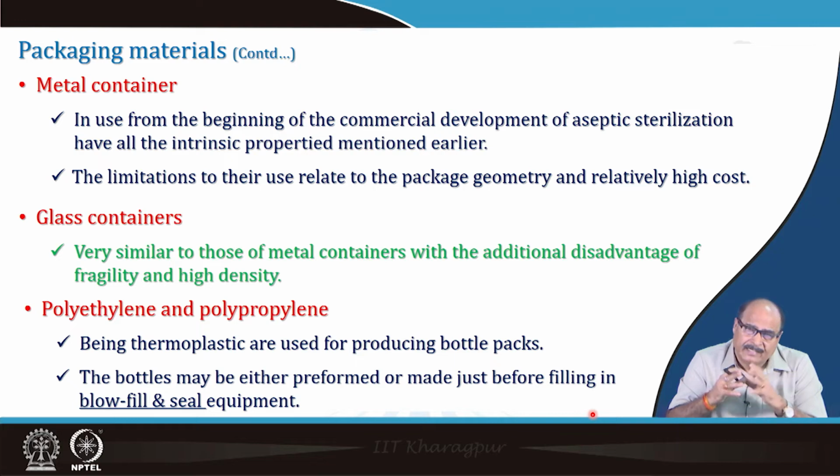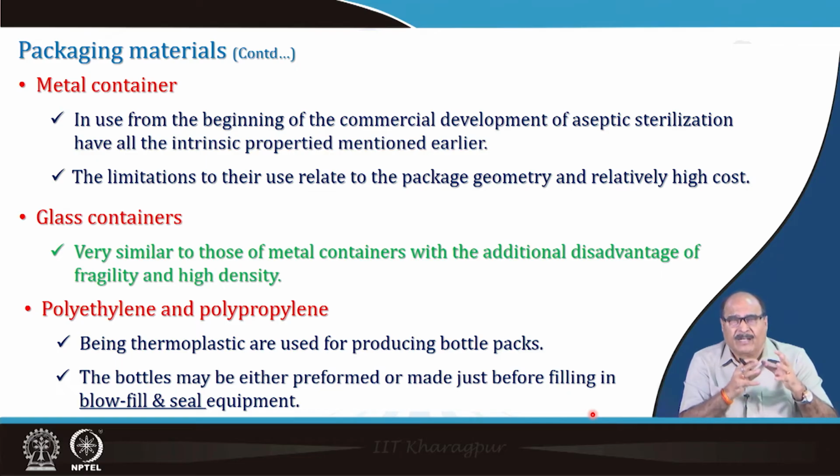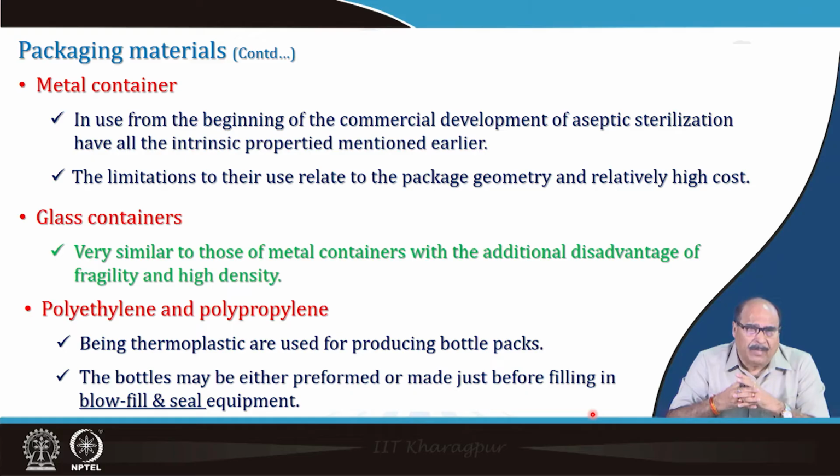Okay. Glass containers also have properties similar to those of the metal container as far as the characteristic requirements of the packaging material are concerned, but they have the additional disadvantage of being fragile and of very high density, very high mass, etc. So, mostly polyethylene and polypropylene are used nowadays, particularly in aseptic processing, as they provide consumers attractive, flexible packages in different forms. That is, flexible packaging materials like polyethylene or polypropylene, being thermoplastic, are used for producing bottle packs.